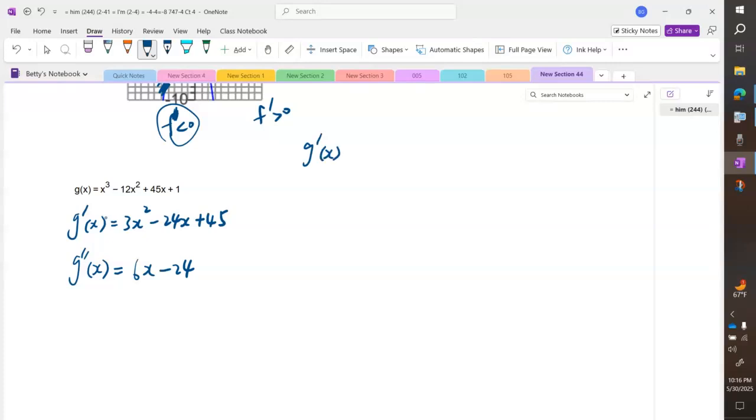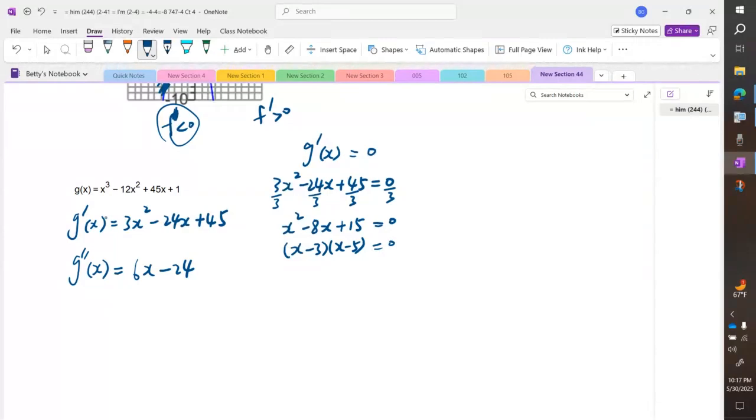Now we let the first derivative be 0. Then 3x squared minus 24x plus 45 is 0. As we can see, 3, 24, 45 are all divisible by 3, so we get rid of the factor 3 here. We have x squared minus 8x plus 15 equals 0. Factor the left side: x minus 3, x minus 5, since negative 3 and negative 5 multiply to 15 and add up to negative 8, equals 0. So we have x equals 3 or x equals 5.